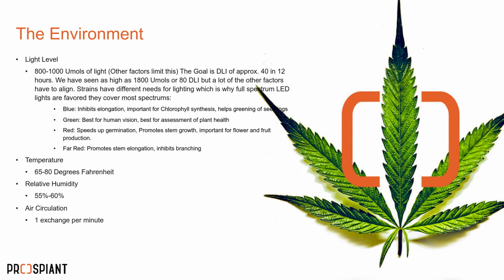The blue inhibits elongation, important for chlorophyll synthesis, helps greening of seedlings. The green is best for human vision and best for the assessment of plant health, meaning when you're walking in there scouting and things like that. The red speeds up germination, promotes stem growth, important for the flower and fruit production. And then the far red really promotes stem elongation and inhibits some of the branching out. So all of these are included in that full spectrum light.